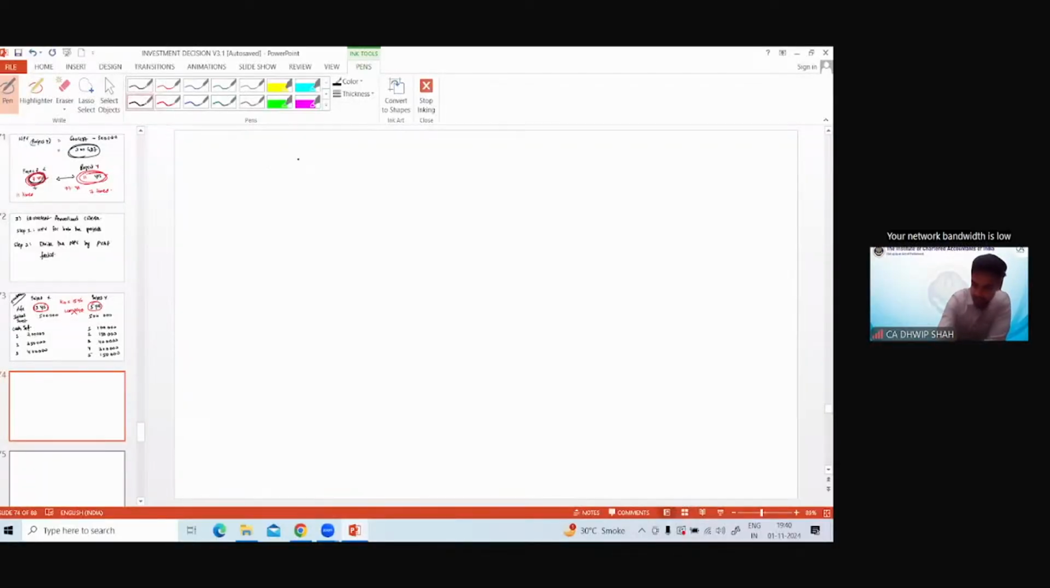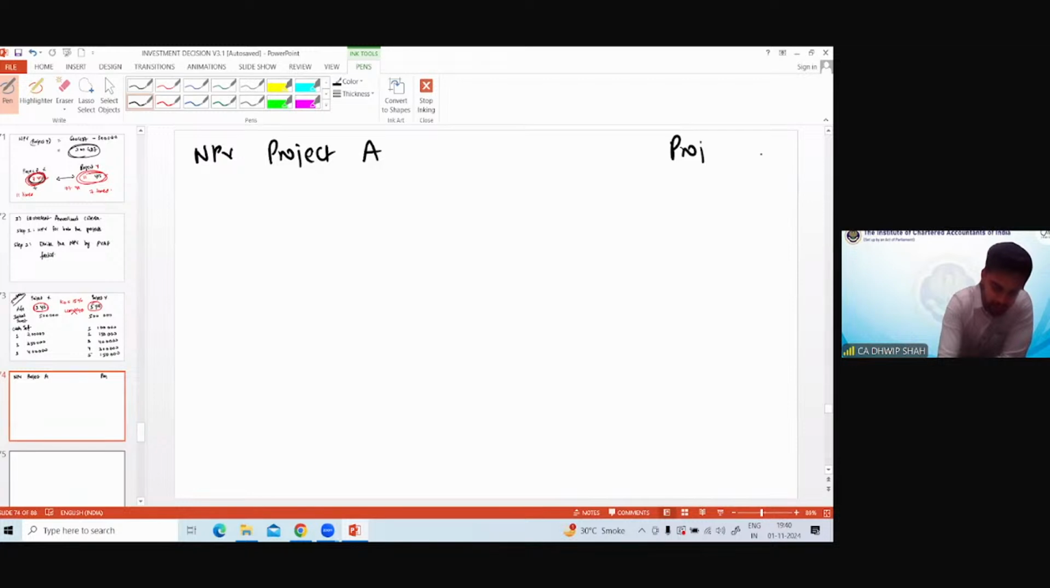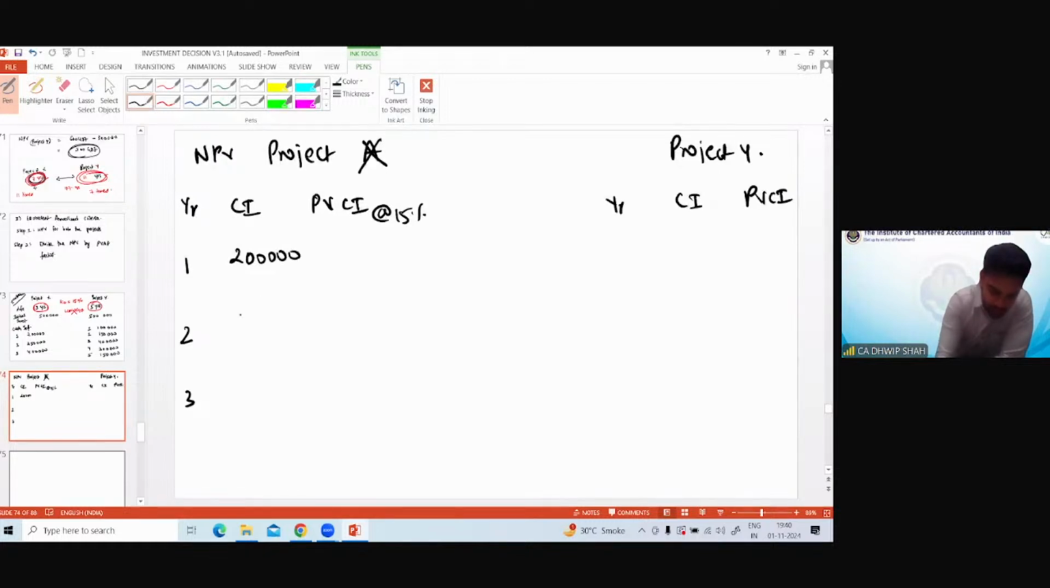So step 1 is calculating NPV, and again the process will remain the same. Year, cash inflow and present value of cash inflow at 15% discounting rate. Again same: year, cash inflow, PVCI. Okay? So project X's life is only 3 years. The pattern of cash inflow is 2 lakh, 250 and 4 lakhs. Can you help me in calculating PVCI for project X?